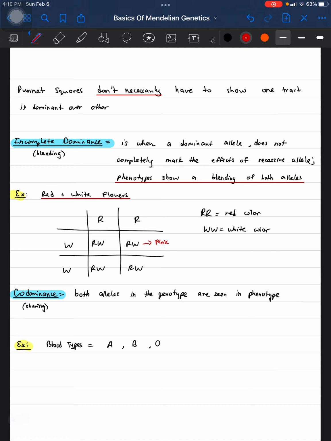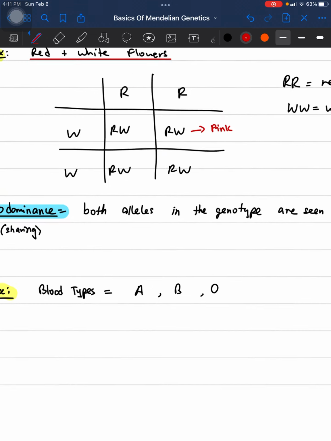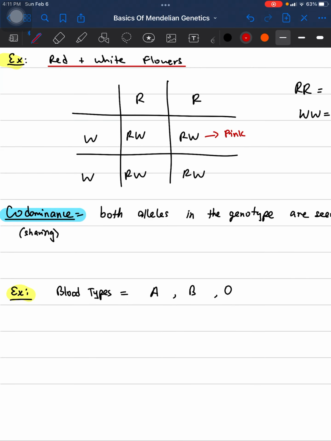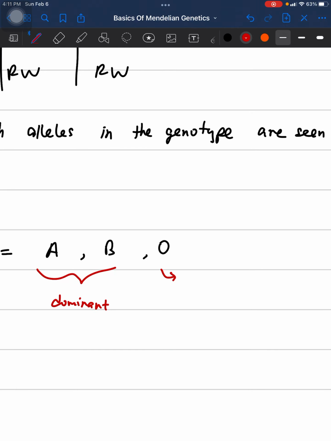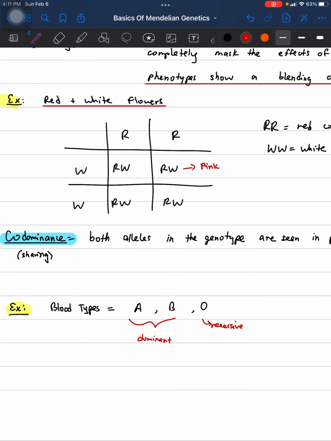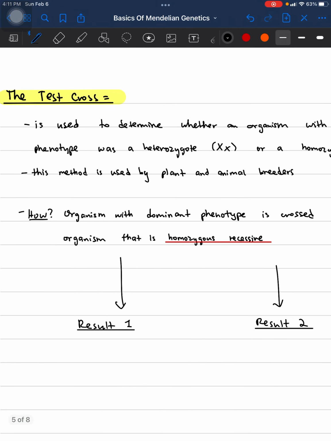For codominance now, this is where both alleles in the genotype are seen in the phenotype. So there's going to be a type of sharing when we're crossing these alleles. The example for codominance is the ABO blood type. In ABO blood types, A and B are usually the ones that are dominant, and O is the recessive blood type. So let's say we do a little cross right here.